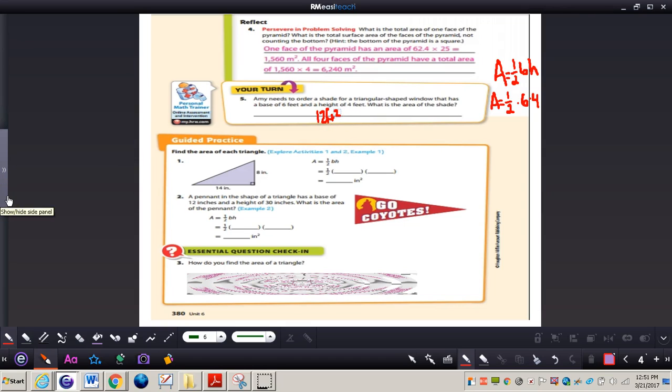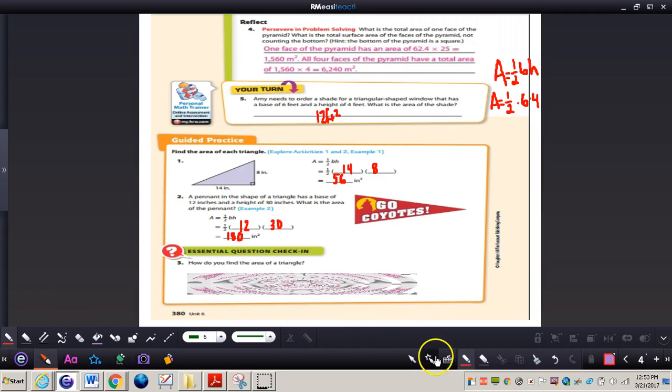Now what I would like you to do is number 1 on page 380. You can work on that all by yourself, and you can work on that now. And we can see the answer for number 1 is 56 inches squared. Now let's take a look at number 2. And I want you to work on that independently, and you can work on that now. And you can see the answer for that is 180 inches squared.